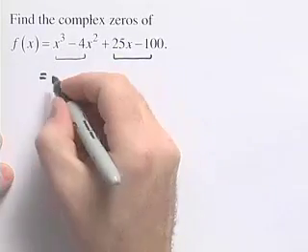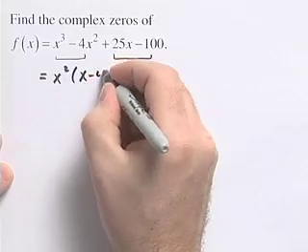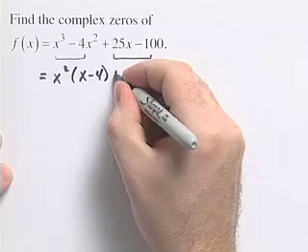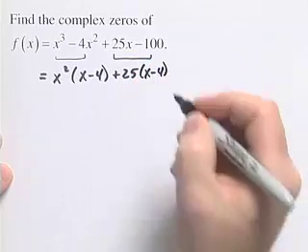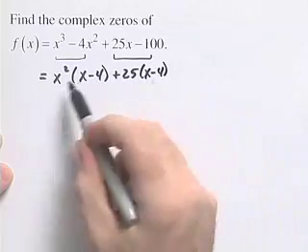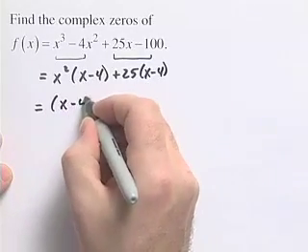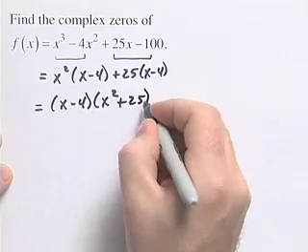Out of the first two terms, we can pull out an x squared. So we'll get x squared times x minus 4. And the second two terms here, we can pull out 25. So we'll have plus 25 times x minus 4. Now my two terms have a common factor of x minus 4, which I can pull out. So I get x minus 4 times x squared plus 25.